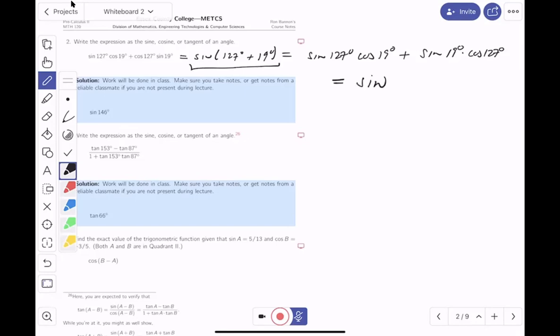Sine, and I have to add those two numbers together. 127 and 19 is going to be 146 degrees. Look at the key, and you see that.